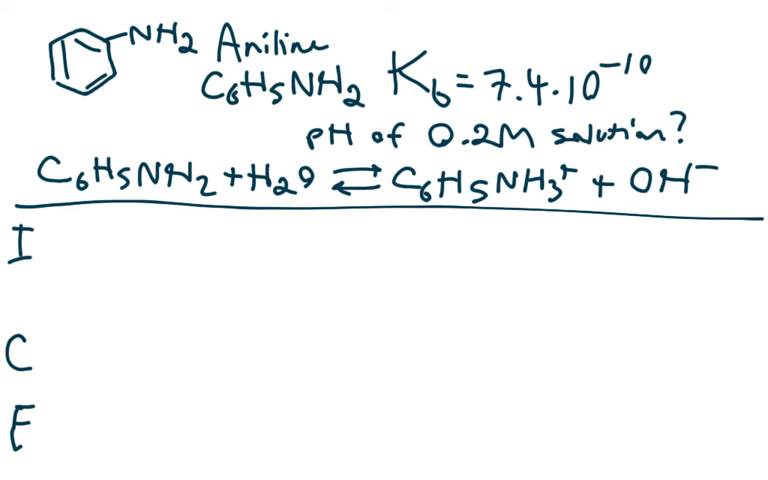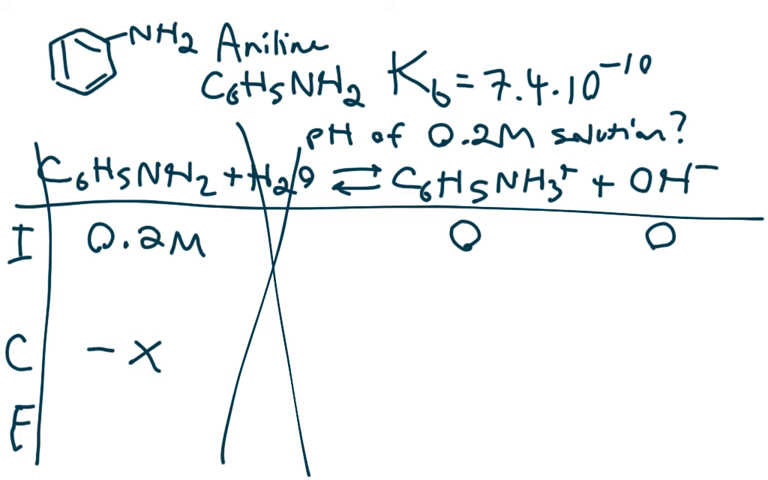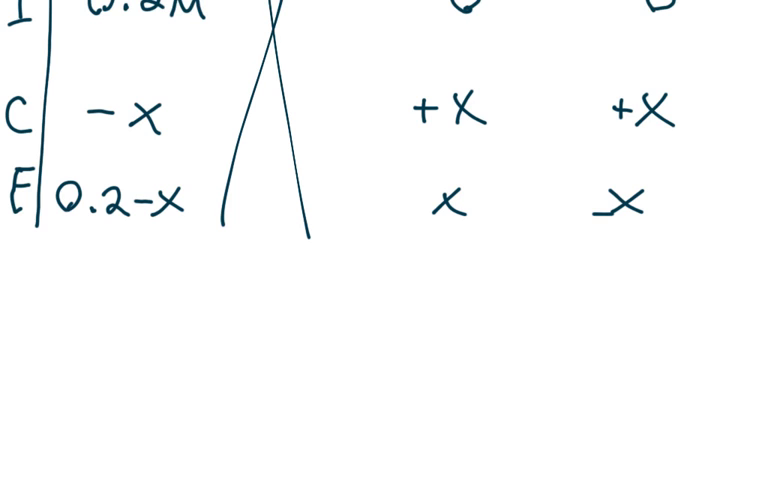So let's do that. So we know that the initial concentration of aniline is 0.2 molar because I just told you that. And we know that we start with 0 of this and 0 of this, and that we don't want to include that. Okay, so our change, we don't know, so it's going to be minus x from the thing we're using up and plus x for the things that we are making. Equilibrium, 0.2 minus x, x, x. So you see we start to get into a routine.